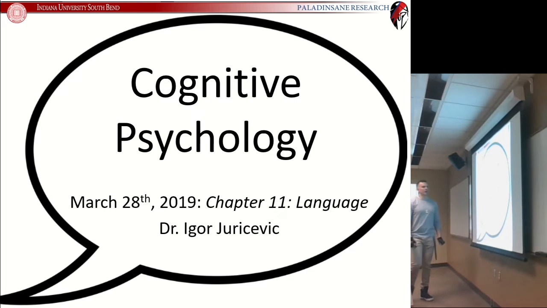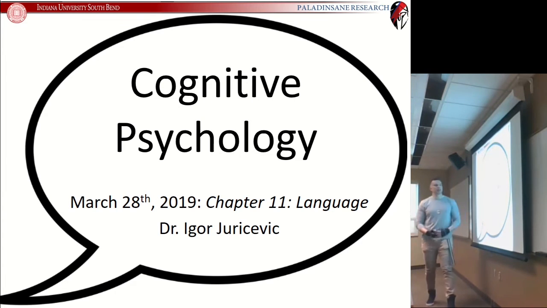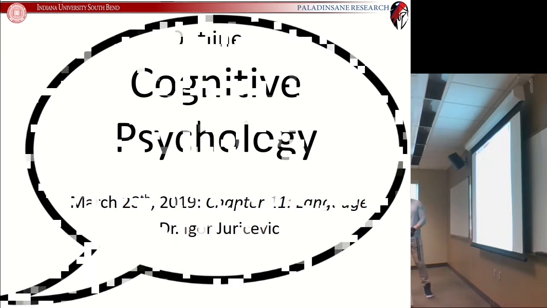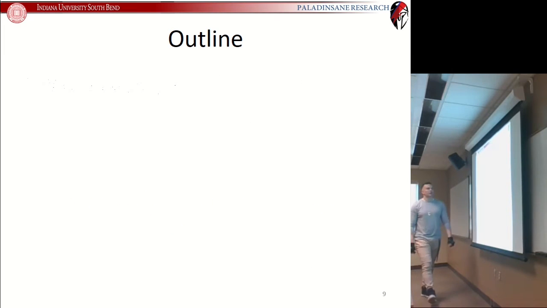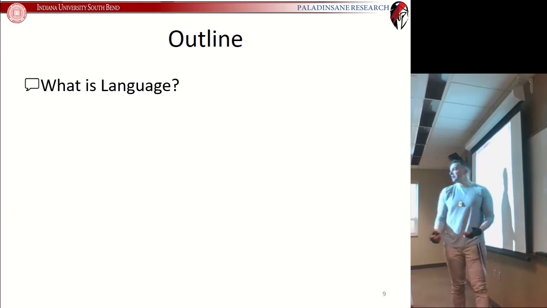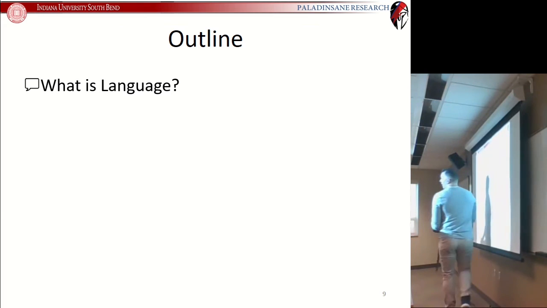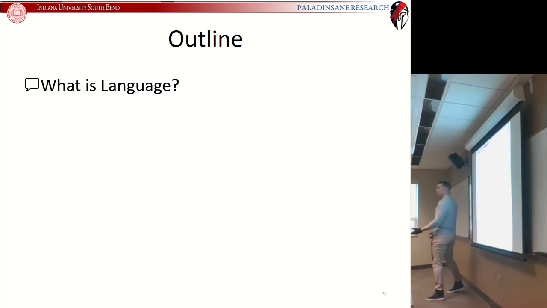So let's start on that, and we're going to take a look at Chapter 11, Language. All right, so what are we going to look at today? We're going to start off very basically. What is language? We all kind of know what a language is. We all speak a language, maybe more than one. But what exactly is considered a language for psychologists?